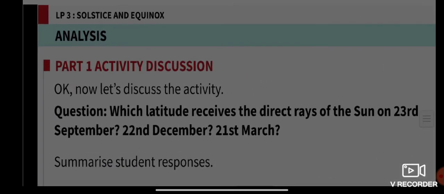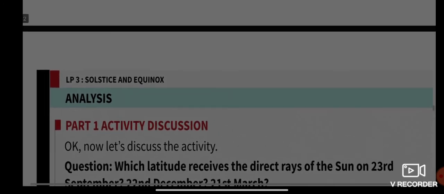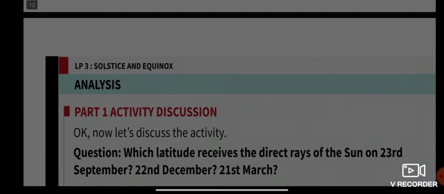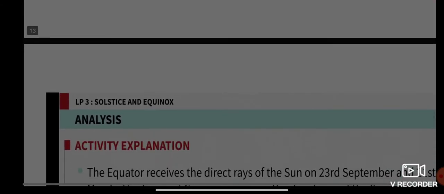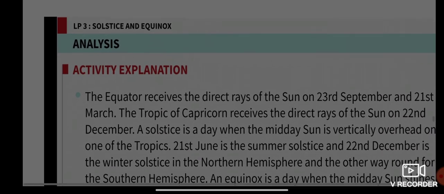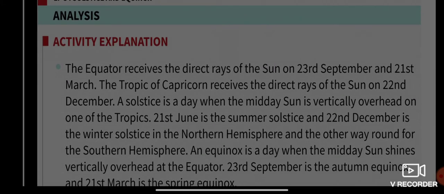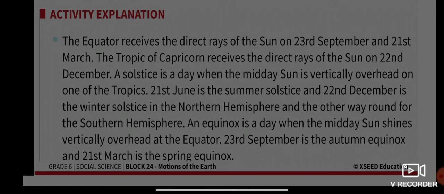Okay, so let's get into the activity discussion. Which latitude received the direct rays of the sun on 23rd September, 22nd December, and 21st March? Listen carefully. The equator received the direct rays of the sun on 23rd September and 21st March, and the Tropic of Capricorn received the direct rays of the sun on 22nd December.